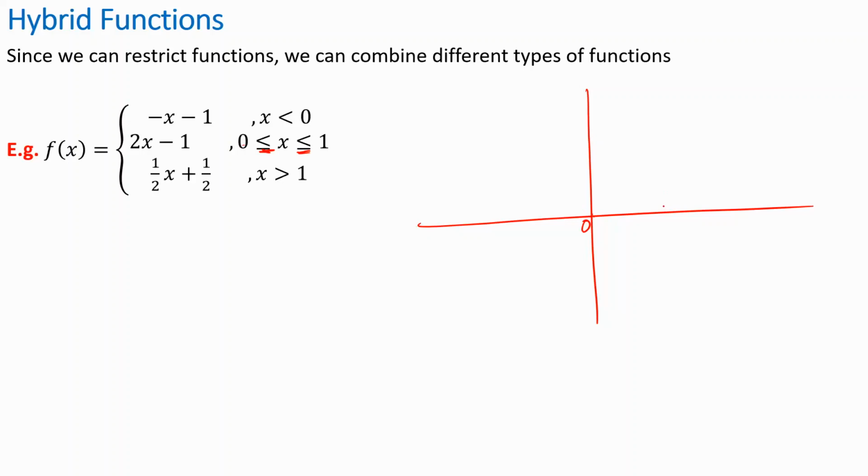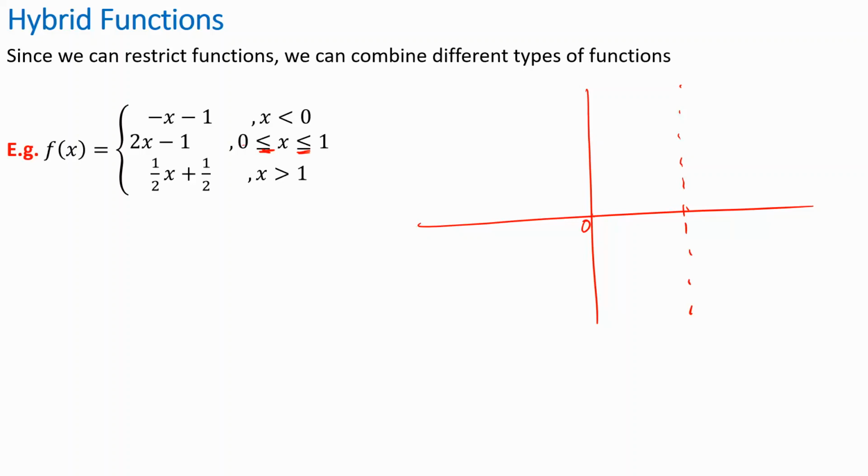So between 0 and 1, I do my axes. I just put the numbers in, 0, 1. So now I know I've got these regions here. See how I split it up into 3? Now I can see I'm going to sketch negative x minus 1 only up to this point. And then between 0 and 1, I'm only going to sketch 2x minus 1. And then between here and here. And then after that, I will sketch half x plus half only from 1 or greater. Okay? So let's do it individually.